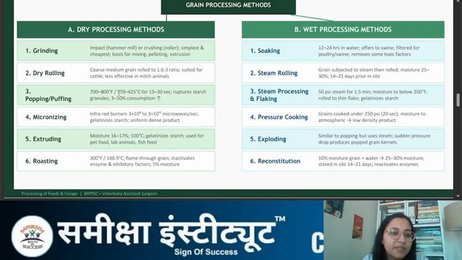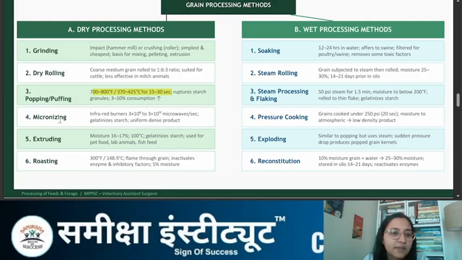Then popping and puffing. Remember the temperature here: 700 to 800 degrees Fahrenheit, 370 to 425 degrees Celsius, for 15 to 30 seconds. It ruptures the starch granules and improves consumption by 3 to 10%.